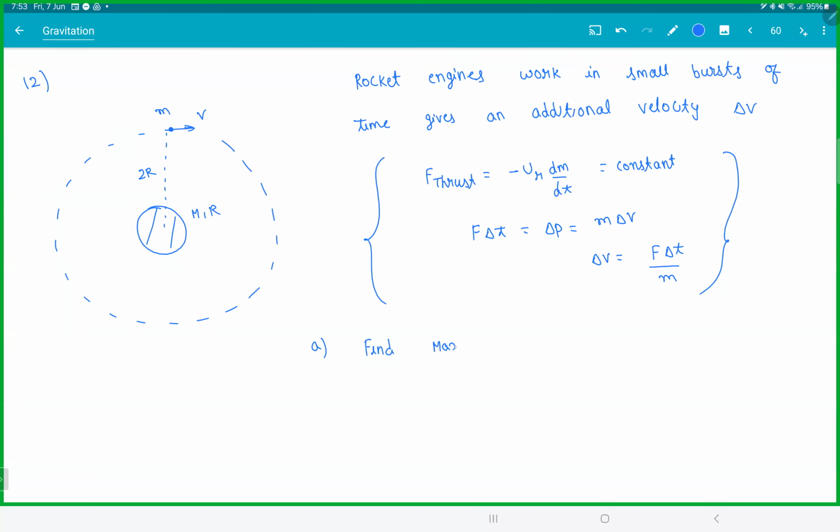Find the max distance after the first burst. Just write the equations. You won't be able to solve. I give all variables. Second thing, after the first burst, where should I start the engine again? At which point should the engine be on to gain maximum energy?